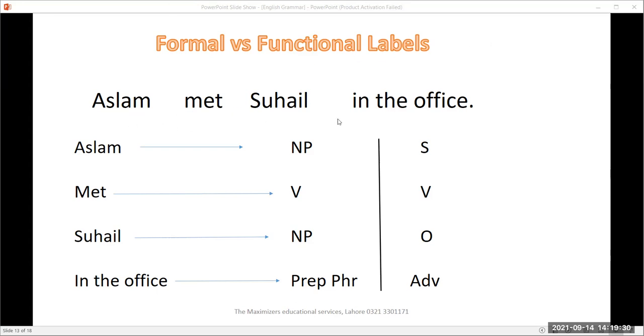Now, analyzing the same sentence according to the functional labels. So what is Aslam? Aslam is the subject. Met is the verb. Meet, met. So met is the second form. Sohail, who he met? Sohail. So Sohail is called the object. The person who receives the action is called the object, and the person who initiates the action or who is the doer of the action is called the subject. In the office, where he met? In the office. So we can call it here an adverb because it is adding to the meaning of the verb met. So the meeting took place in the office.